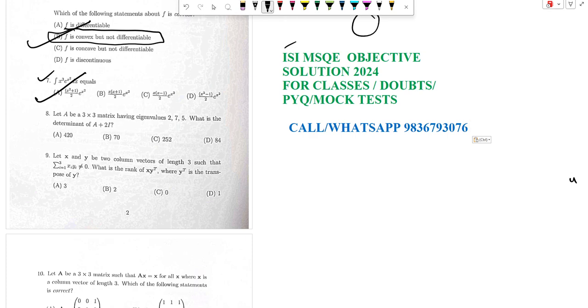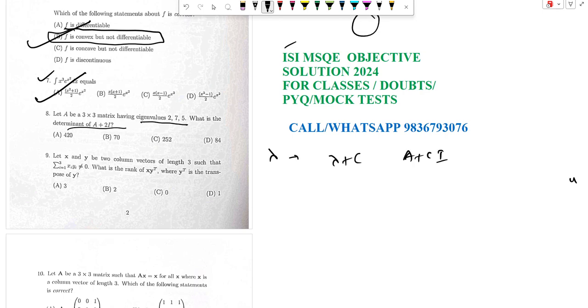Question number 8: a 3 by 3 matrix, eigenvalues are given. What is the determinant of A plus 2I? So it's a 3 by 3 matrix, where this is the thing, A plus 2I, so we need to take it. We know that if lambda is an eigenvalue of A, then lambda plus c is an eigenvalue of A plus cI.